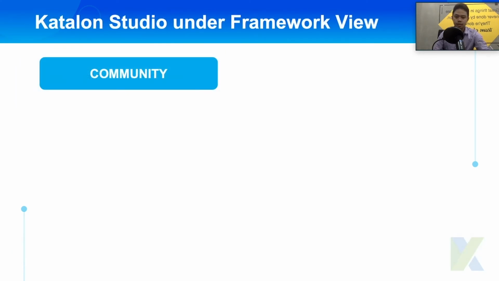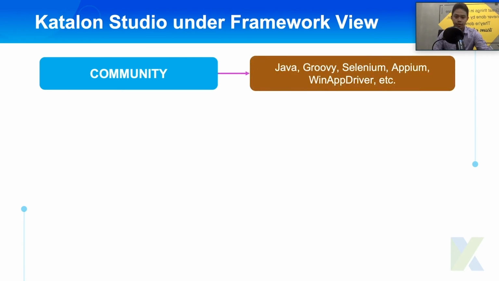So this is the Katalon Studio under the framework view. For the community, in Katalon, we pick Java Groovy as the programming language. We have Selenium, Appium, WinAppDriver as the core execution engine. So with such programming language and execution engine, we have support from many people because the community we are based on is one of the biggest community.